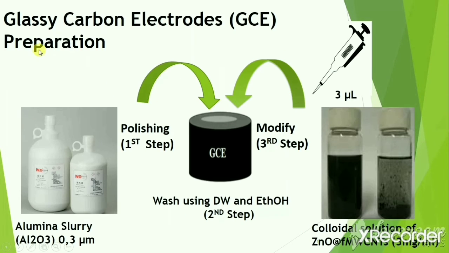But before we launch our experiments, we always need to prepare the glassy carbon electrode surface, first by polishing it using alumina slurry. Then, of course, we wash it using deionized water and ethanol to clean its surface and make it ready for modification. To modify this surface, we use a micropipette to drop a microvolume of colloidal solution of the synthesized nanohybrid.